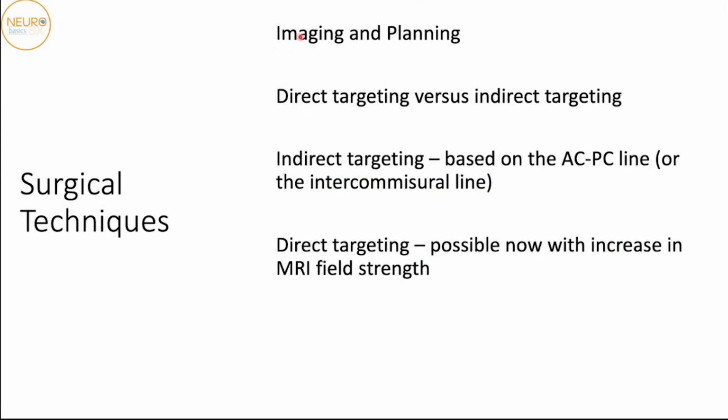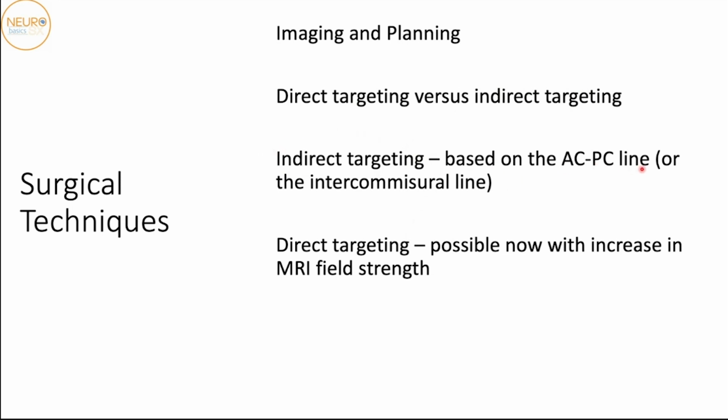Right. So how do we go about doing this ablation at the end of the day? There's a significant amount of planning which goes into this before the surgery itself. An MRI has to be done preoperatively, following which, based on the MRI, the nucleus that has to be ablated is targeted. Now, there are two methods of targeting this nucleus: direct targeting and indirect targeting. Indirect targeting is what is most commonly used these days.